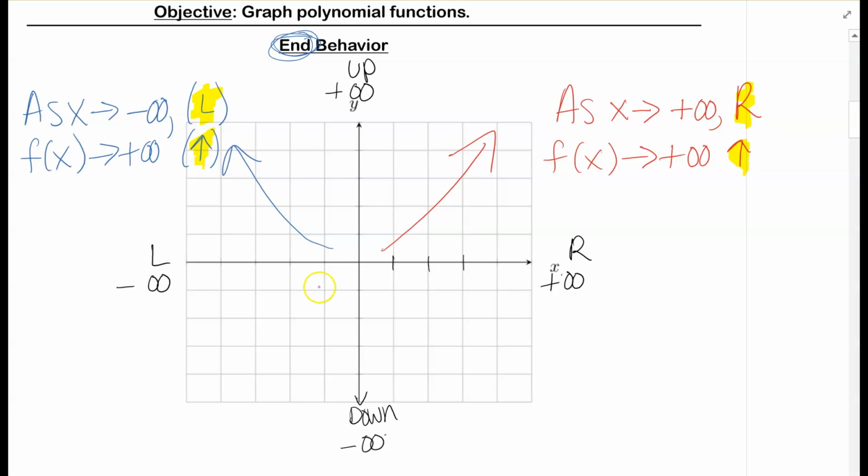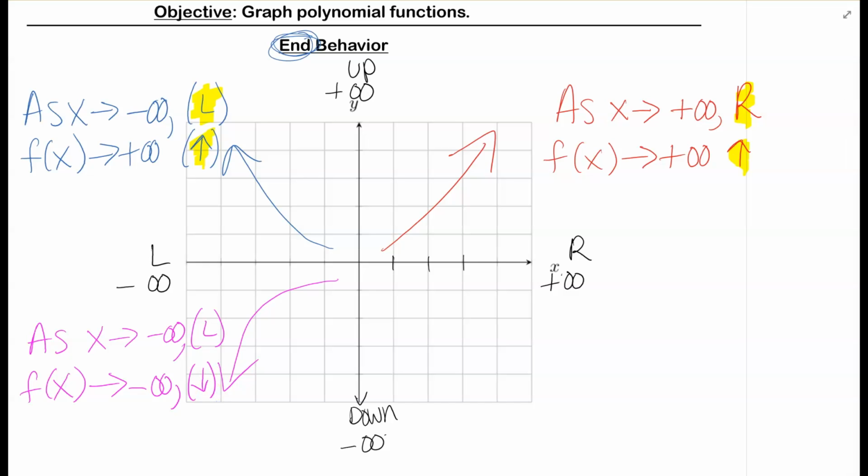And let's say I have something that looks like this on my ends, this is also the left side. So I am going to say as x approaches negative infinity, because negative infinity is representing the left side, my function f of x is approaching, this time it's going downwards, so downwards is negative infinity.